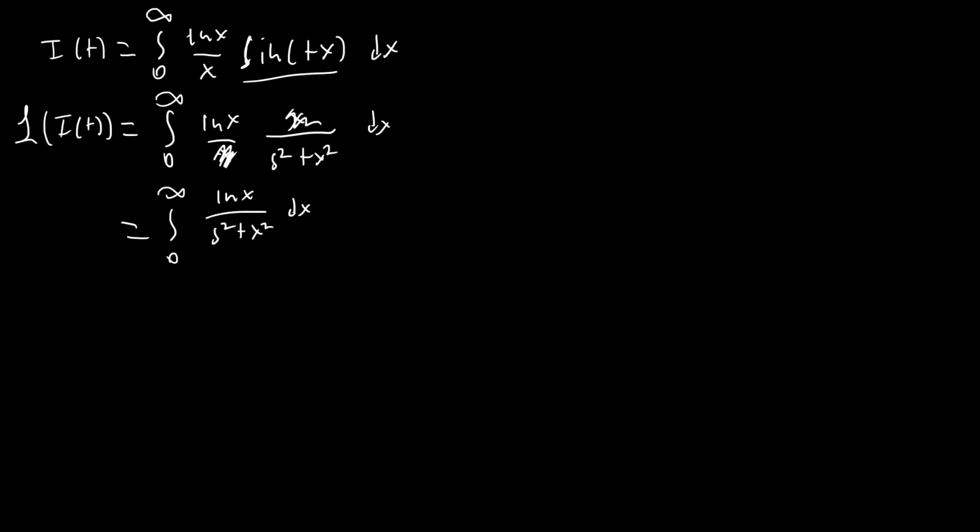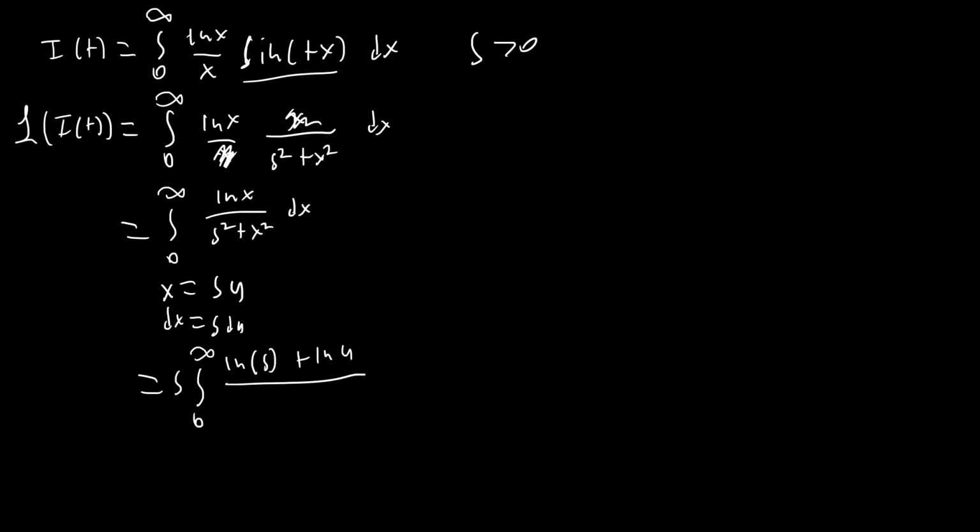Let's normalize this integral, so we're going to let x equal s times some variable u. In this case, we're going to be assuming that s is greater than 0, and those are the only values we really need. That means dx is going to be equal to s du. So we're going to end up with s times the integral from 0 to infinity of ln su, which is the same as ln s plus ln u, over s squared times 1 plus u squared. So this s squared can come outside, and we'll just have 1 over s du.